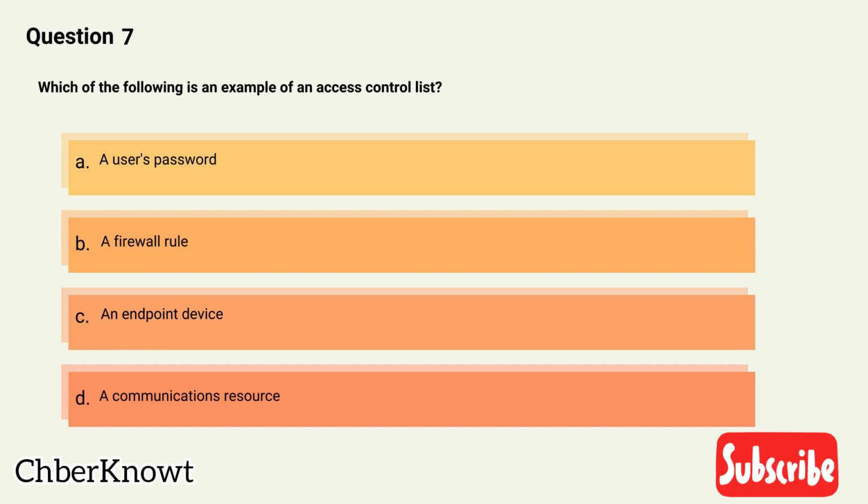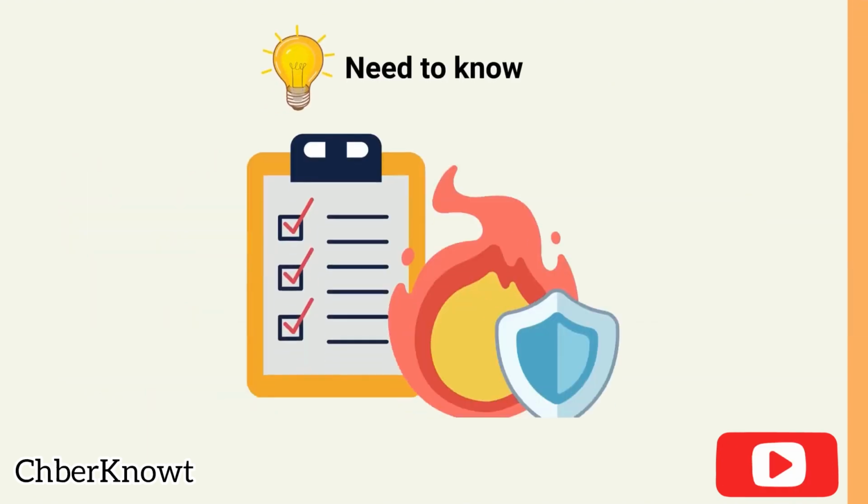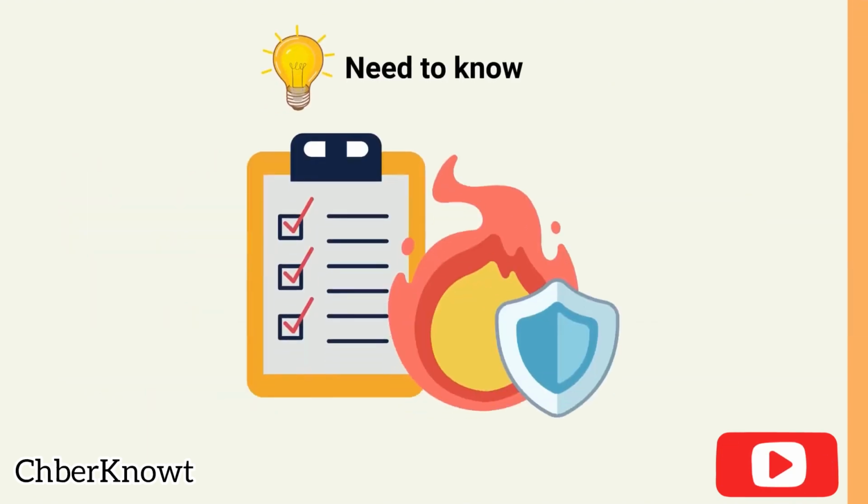The correct answer is Option B. A firewall rule. Explanation. An access control list, an ACL, is a list of rules that determines which users or entities are authorized to access a particular resource or system. ACLs can be implemented at various levels, including network, application, and file system.